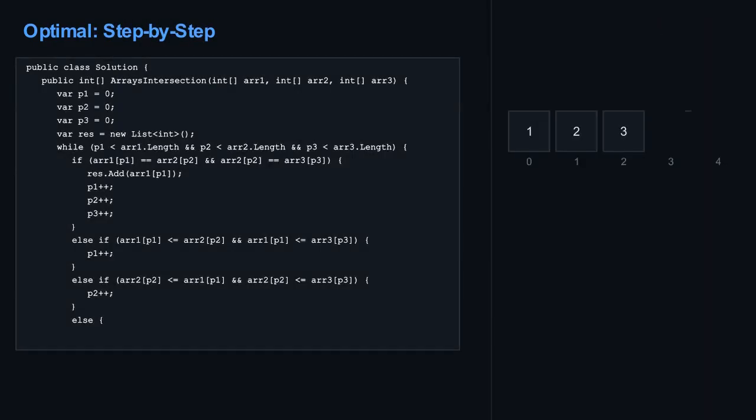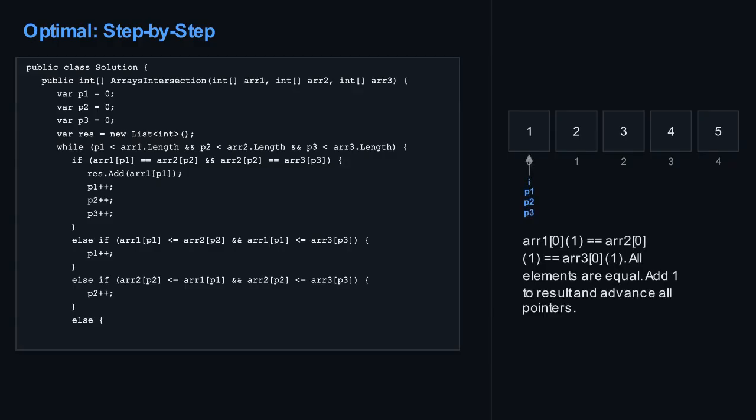Let's trace this with an example. Arrays 1, 2, 3. Pointers start at index 0 for all, pointing to 1. Since 1 equals 1 equals 1, we add 1 to our result and advance all pointers. Now array 1 has 2, array 2 has 2, array 3 has 3. The smallest is 2 in arrays 1 and 2. We advance pointers for array 1 and 2.